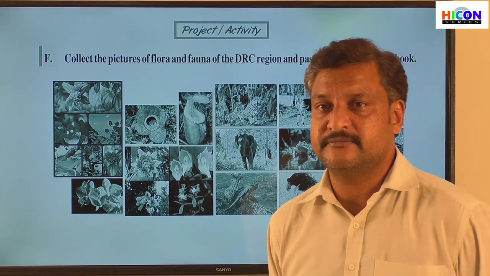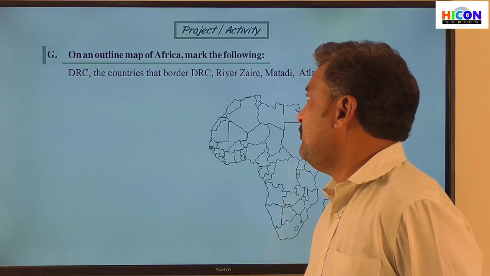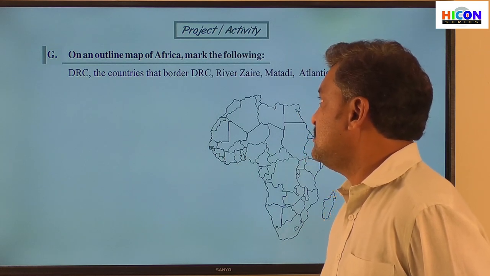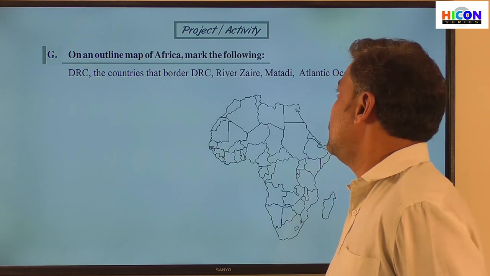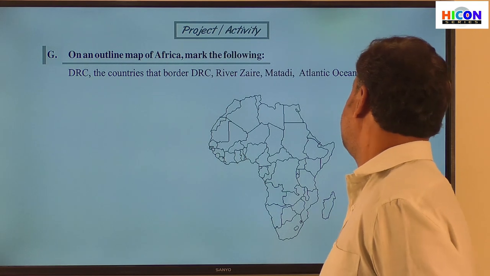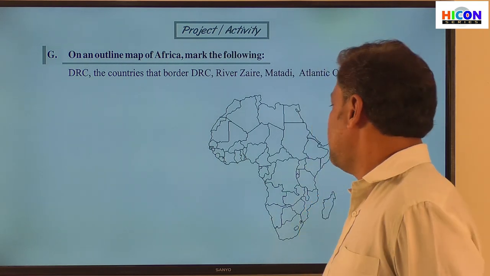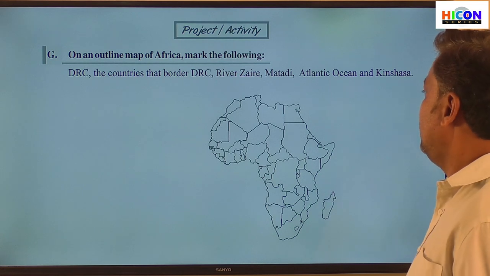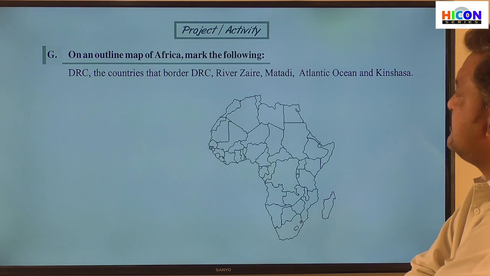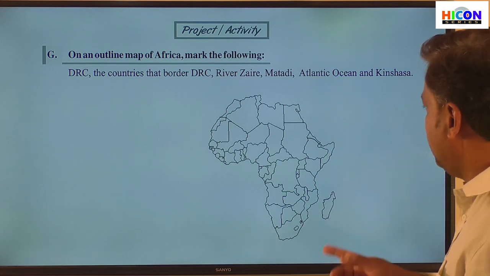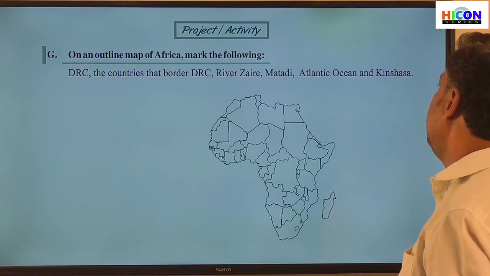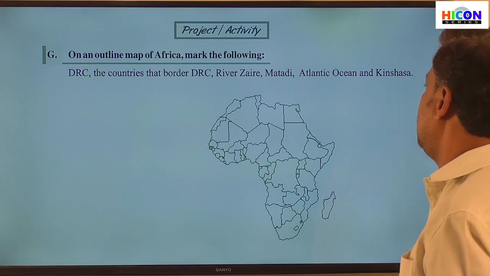Right? Fine. Map. On an outline map of Africa, mark the following: DRC, the countries that border DRC, River Zaire, Matadi, Atlantic Ocean, and Kinshasa. Okay, so here we have a map of Africa, and on this map of Africa, we need to mark where DRC is, the countries that border DRC, then River Zaire, Matadi, Atlantic Ocean, and Kinshasa.